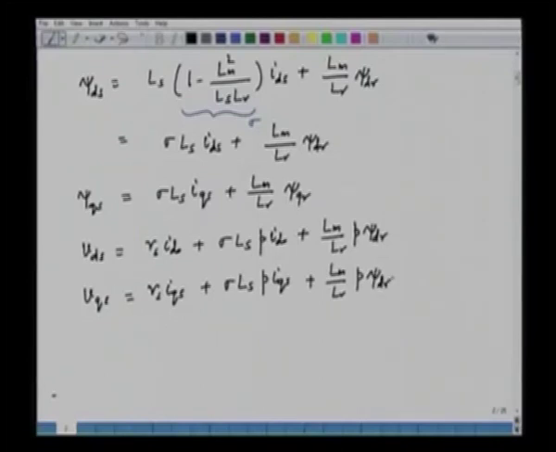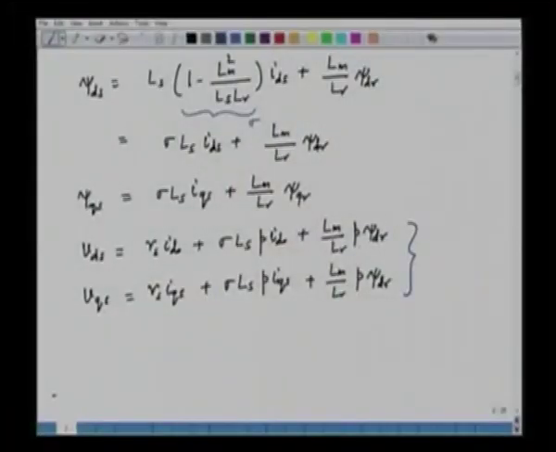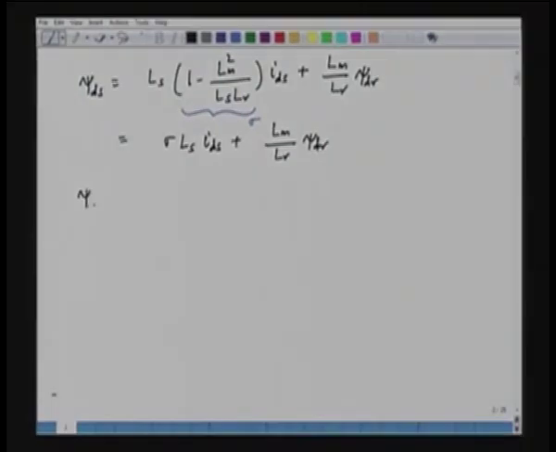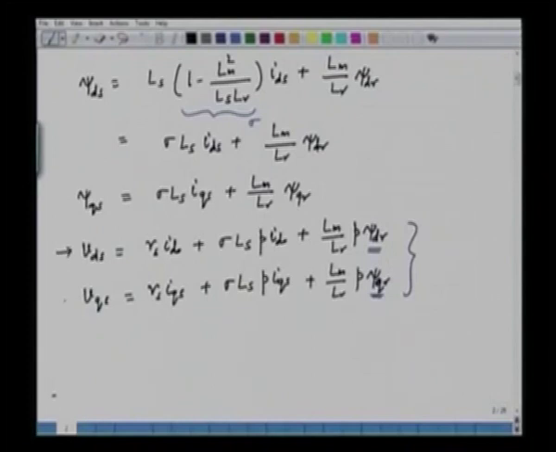The importance of these two equations is the following: if we know voltage and if we know current, we can estimate the rotor flux. These two equations show that we can estimate psi dr and psi qr from Vds and Vqs respectively. We have psi dr in the first equation and psi qr in the second equation. Now, let us write down the equation for the rotor. In a similar fashion, we can write down the rotor equations.